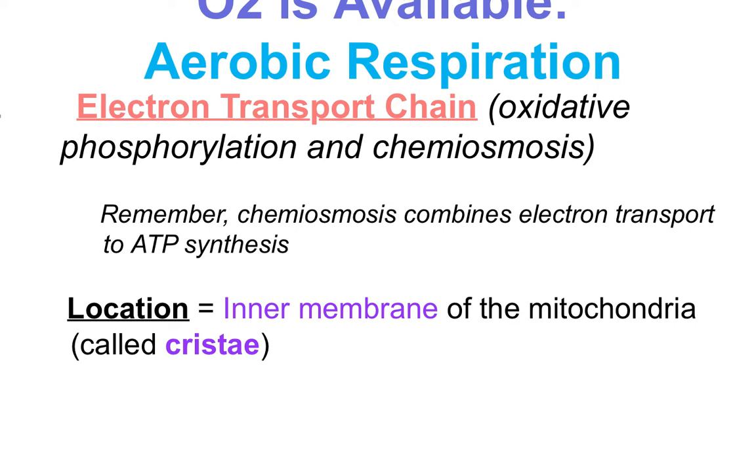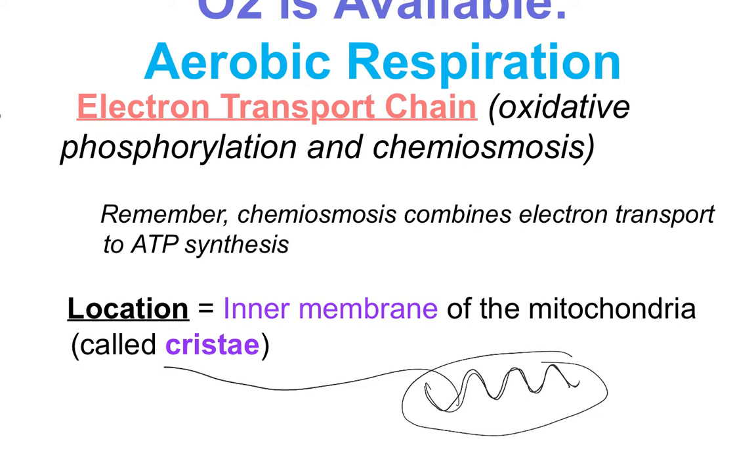And the location is in the inner membrane of the mitochondria. The location where the oxidative phosphorylation and chemiosmosis process of the electron transport chain, this is a huge mouthful, takes place is in the mitochondria inner membrane. So inside the little squiggly part, if you ever want to know what that thing does, that's pronounced cristae, and that's what's happening inside of there during aerobic respiration.